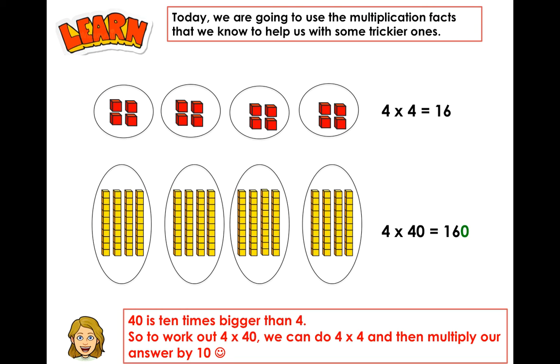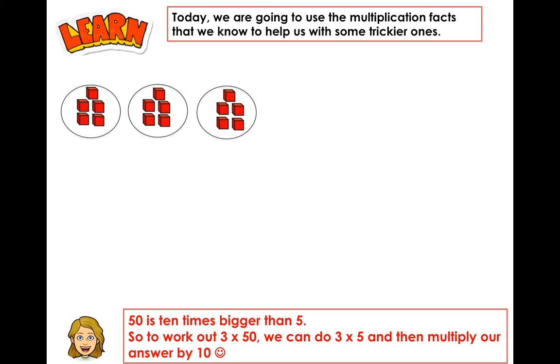Okay, let's look at another example. What does this picture here show? That's right, it shows 3 groups of 5, 3 times 5, and I know that 3 times 5 is 15.